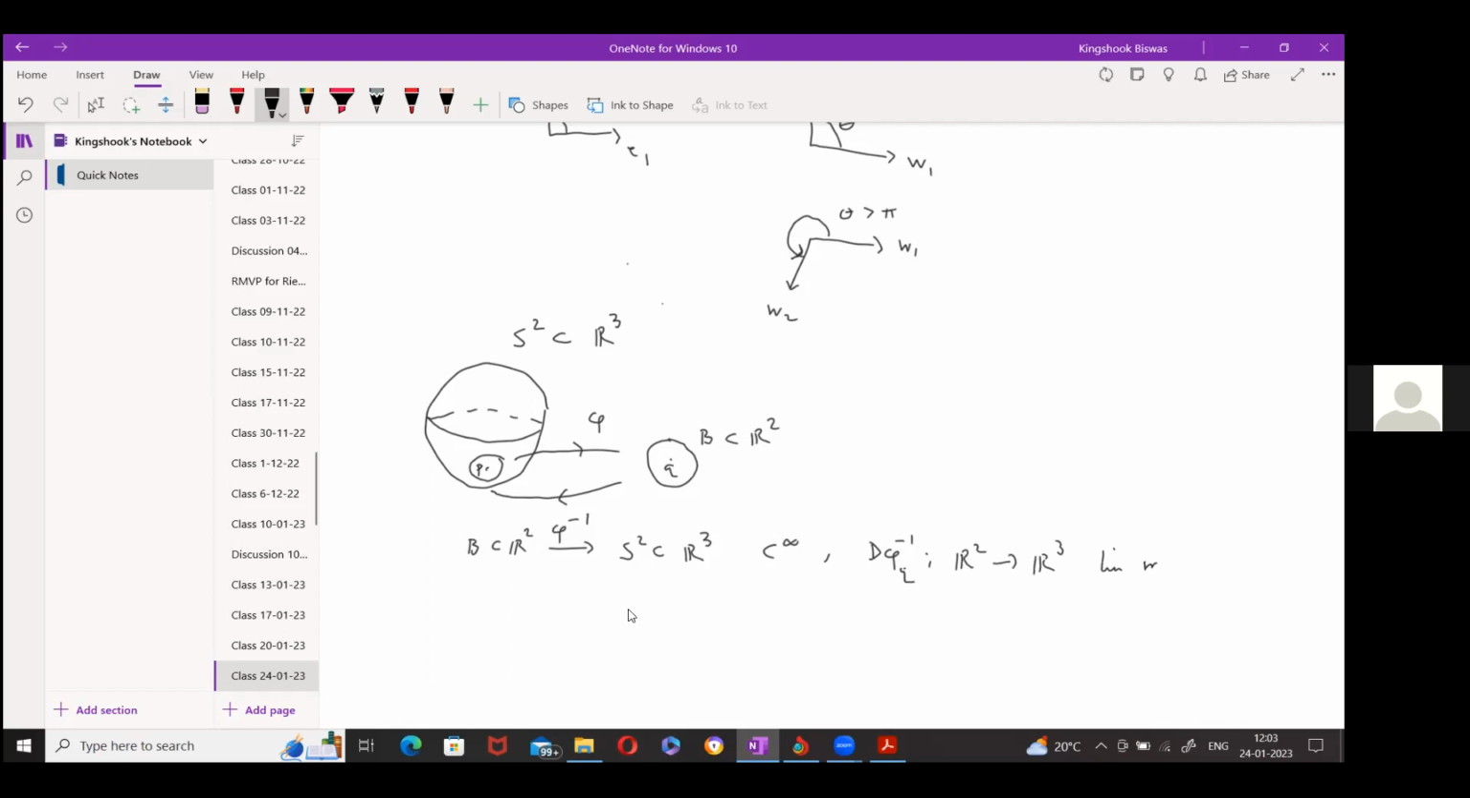And so what should the tangent space be? The tangent space should be the image of this linear map. That will be a two-dimensional subspace of R3, which you imagine as tangent to the sphere. So you can define T_P S2 in this case to be the image of d phi inverse at Q. So this is a subspace of R3, a two-dimensional subspace.